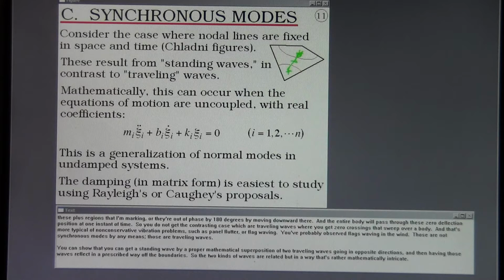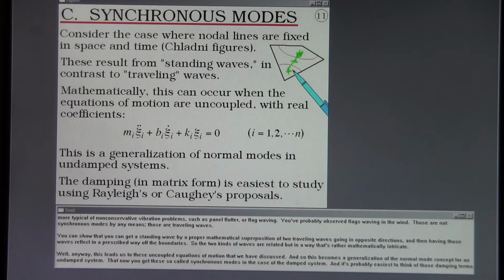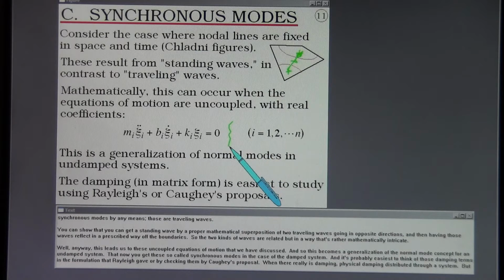You can show that you can get a standing wave by a proper mathematical superposition of two traveling waves going in opposite directions and then having those waves reflect in a prescribed way off the boundaries. So the two kinds of waves are related, but in a way that is rather mathematically intricate. Well, anyway, this leads us to these uncoupled equations of motion that we have discussed. And so this becomes a generalization of the normal mode concept for an undamped system, that now you get these so-called synchronous modes in the case of the damped system.